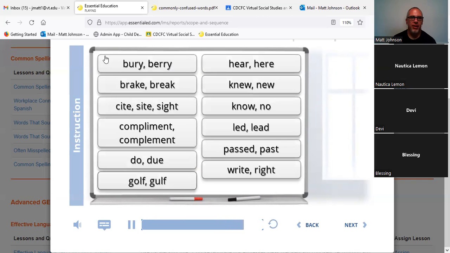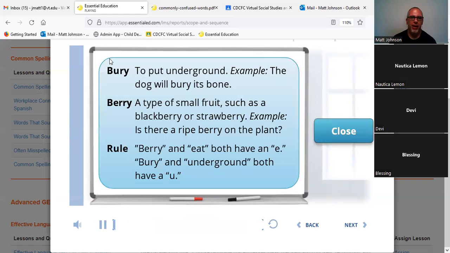Okay, we'll take a look at a couple of these. So bury, spelled B-U-R-Y, means to put underground. Example, the dog will bury its bone. Berry, spelled B-E-R-R-Y, is a type of small fruit, such as a blackberry or strawberry. Example, is there a ripe berry on the plant? Remember, berry and eat both have an E. Bury and underground both have a U.